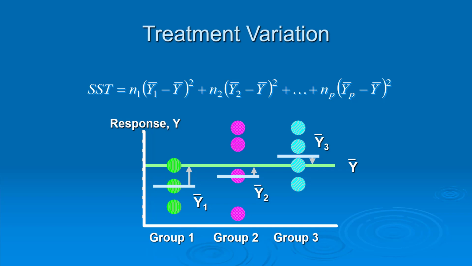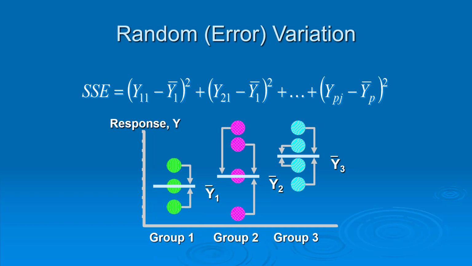For SST, you will need to calculate the mean of each group, then calculate the difference between the mean of each group and the grand mean. Square the difference, multiply by the sample size of each group, and add those up to have the treatment variation. For SSE, you will use the mean of each group, then calculate the difference between individual observations of each group and the corresponding group mean. Square the difference, add all together to have SSE.